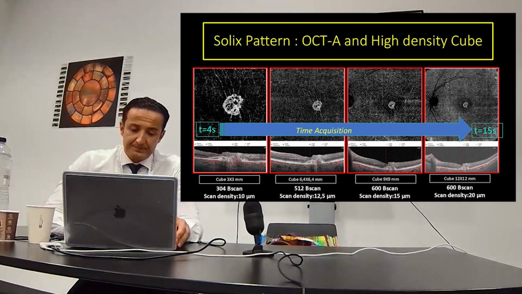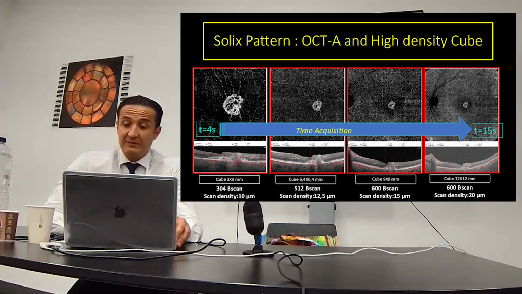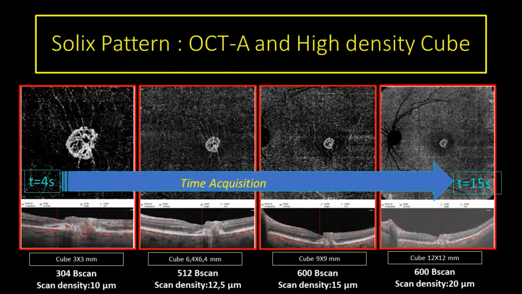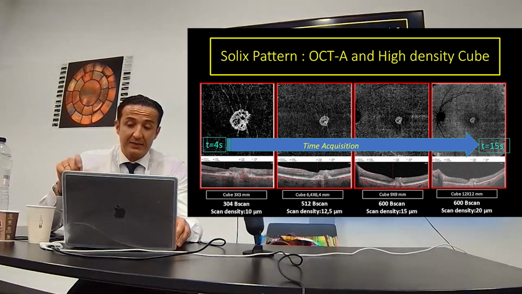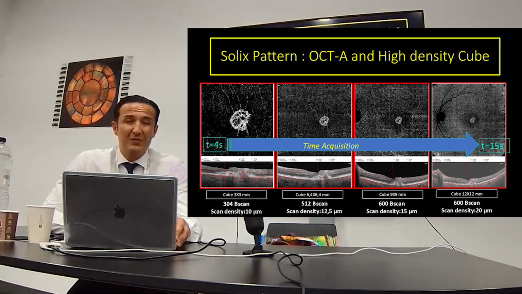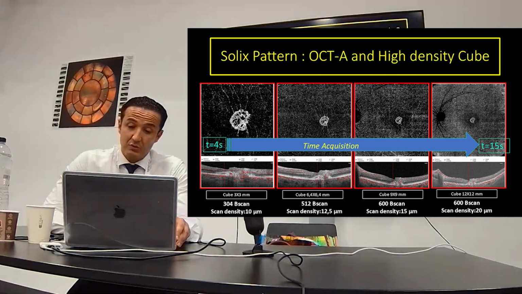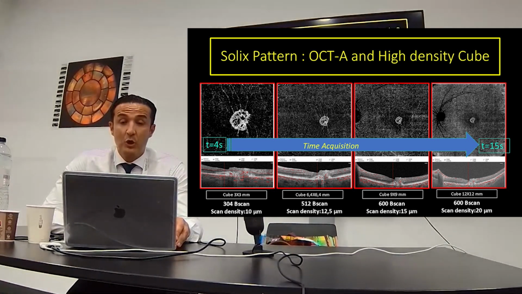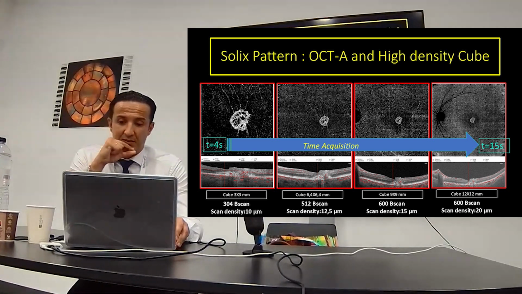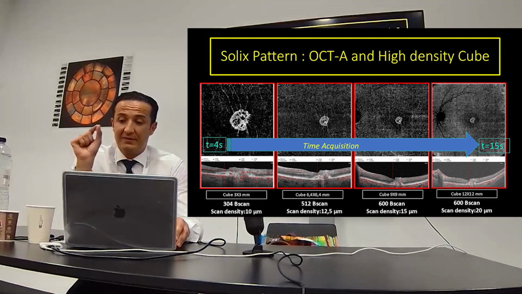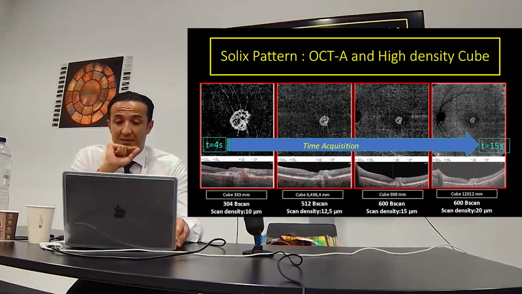OCT angiography can perform very quickly with very high definition, and the main problem in OCTA is to have a good compromise between high definition and time acquisition. And look here, with the Solix, you have a very dense B-scan within the cube, and you keep the information even with a large scan of 12 millimeters due to the scan density. And the scan density is the space between each B-scan, varying from 12 micron until 20 micron, and look time acquisition 4 seconds until 50 seconds.